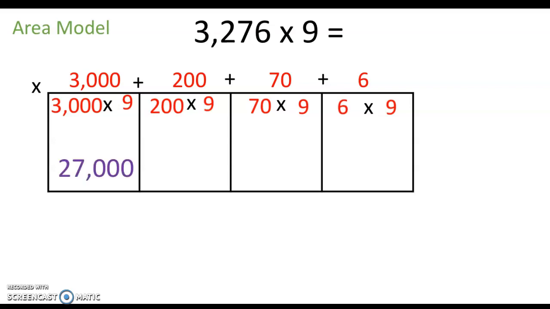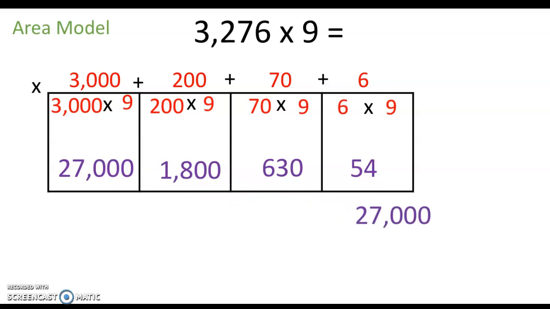9 times 3 is 27, plus I add 3 more zeros on, giving me 27,000. 9 times 2 is 18, plus 2 more zeros, that gives me 1,800. 9 times 7 is 63, plus 1 zero, 630. 6 times 9 is 54.